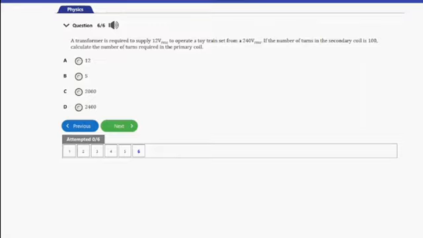In order to calculate the number of turns we have in the primary coil, we're just simply going to do the voltage E in the secondary coil over the voltage E for the primary coil is equal to the number of turns N for the secondary coil over the number of turns N for the primary coil.